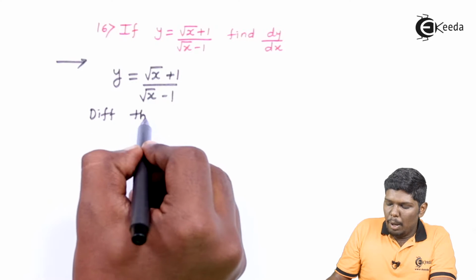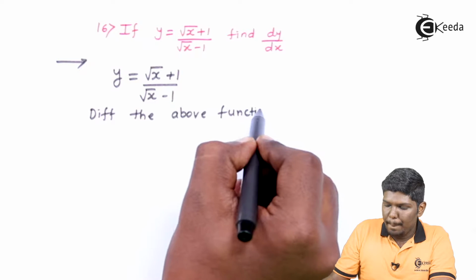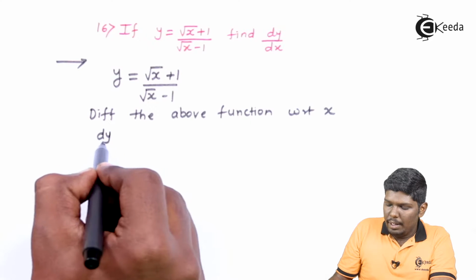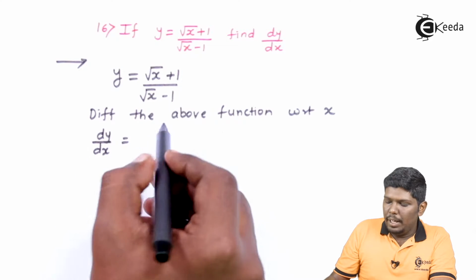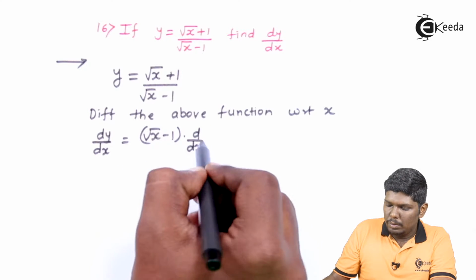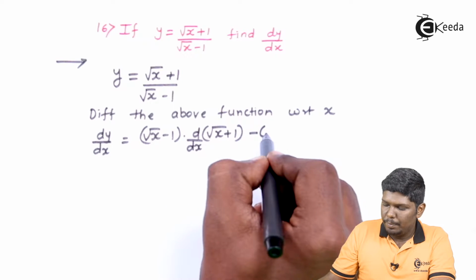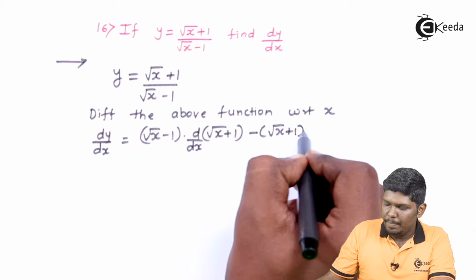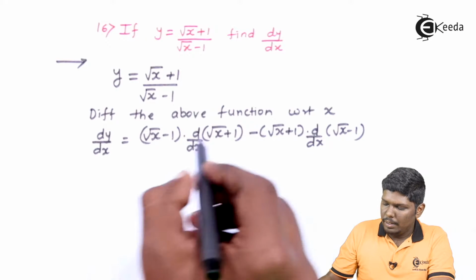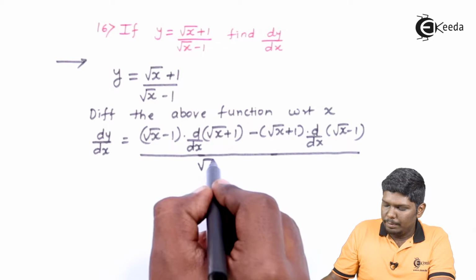Differentiating the above function with respect to x, we will get dy by dx. Here v into derivative of u minus u into derivative of v divided by v square.